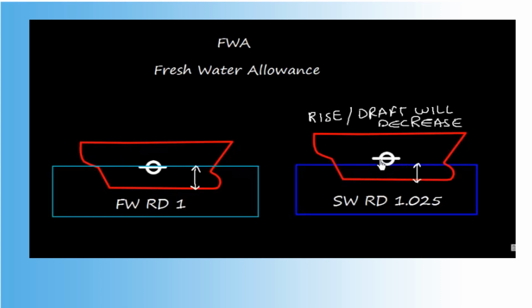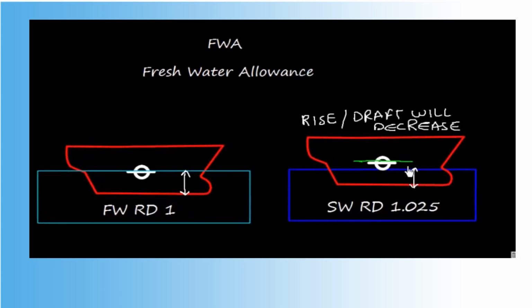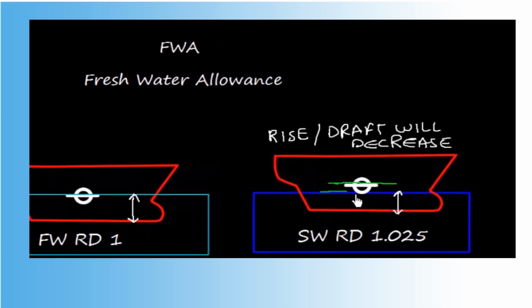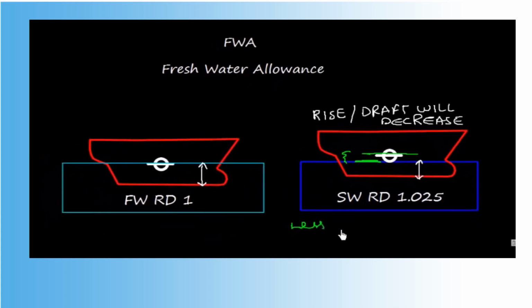As per the load line, we are supposed to load up to this level in salt water, but we have loaded only up to this level. That means we have loaded less cargo, which simply means there is a loss of earning. We don't want that. So what do we have to do? To avoid this situation, we can submerge this load line mark in fresh water itself by some amount, so that when the ship goes into salt water, she will rise up to this load line.